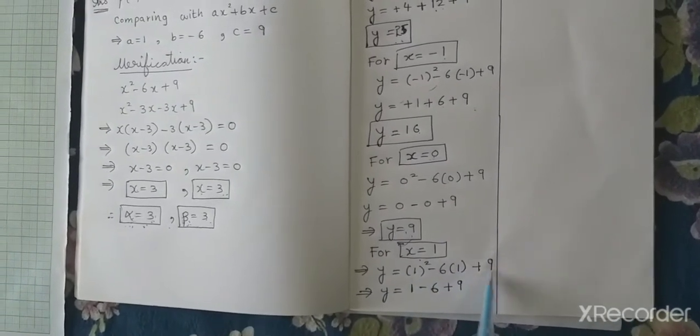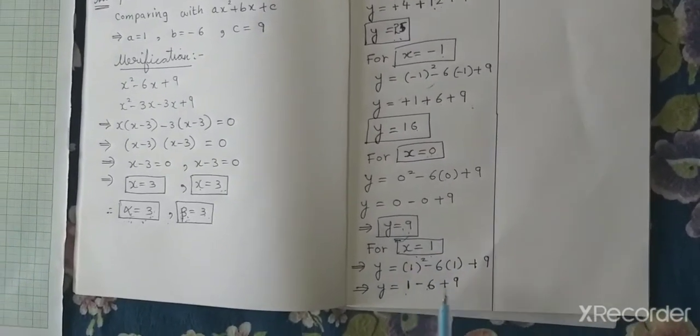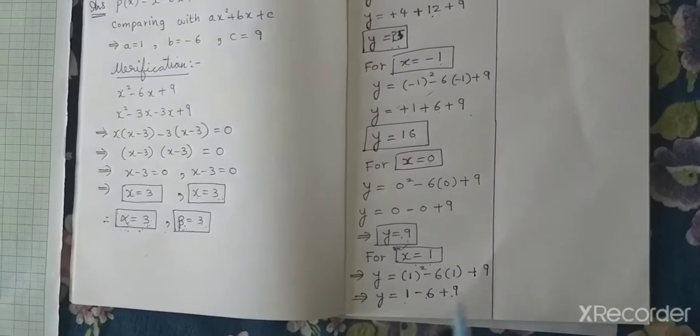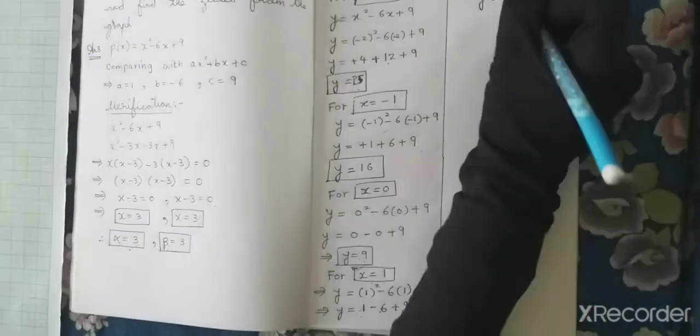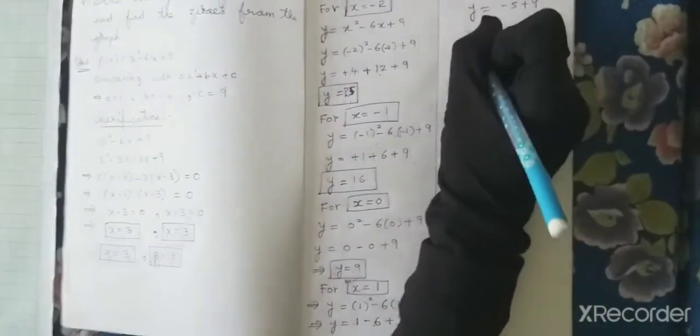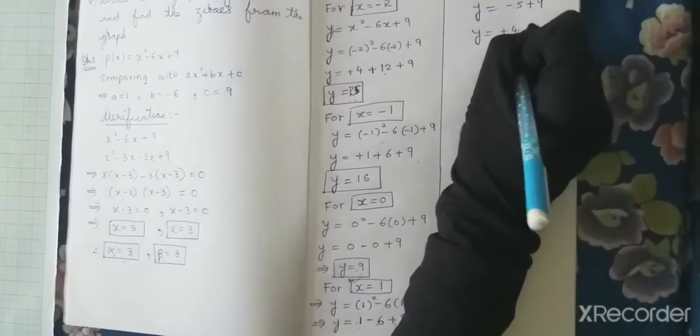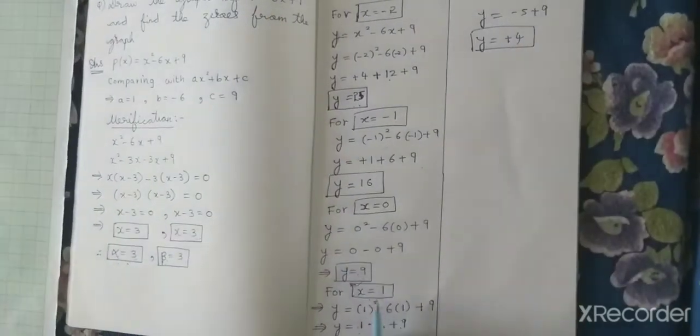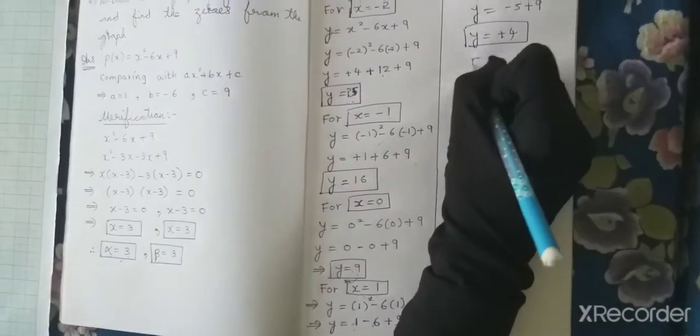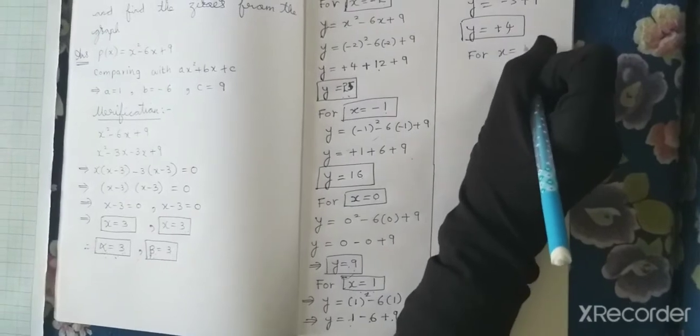6 into 1 plus 9. 1 ones are 1 minus 6 plus 9. So y is equal to 6 minus 6 plus 1 is minus 5 plus 9. What is minus 5 plus 9? Plus 4. So when x is 1, y is plus 4. Now I will take one more positive value of x. 2 more I will take.